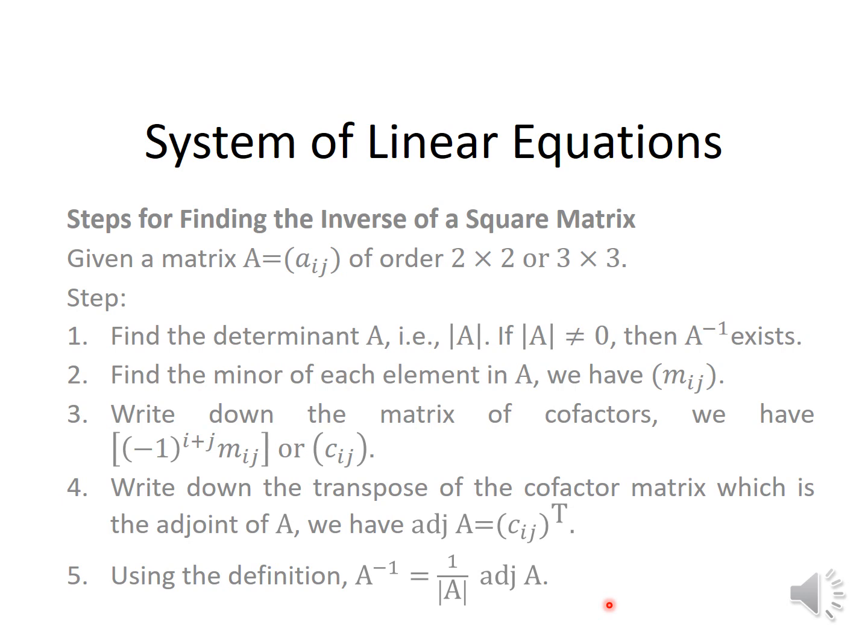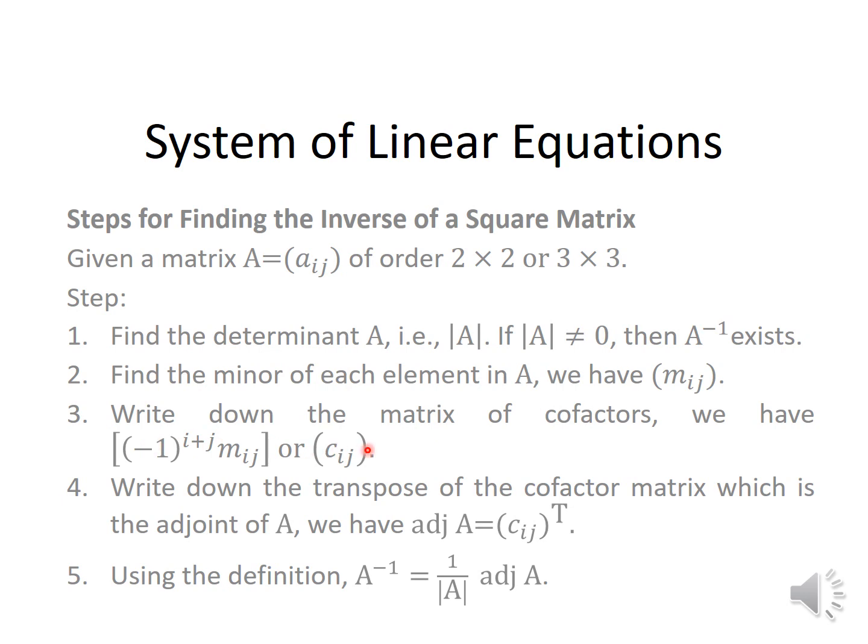Here are the guideline steps to find the inverse matrix. Let's say you are given a matrix A, either in the size of 2 by 2 or 3 by 3. The first step, find the determinant. If the determinant of A is not equal to 0, it means that the inverse of matrix A exists. The second step, find the minor of each element in matrix A.